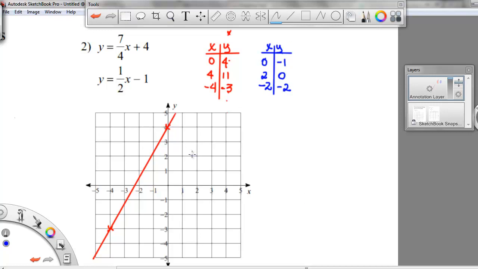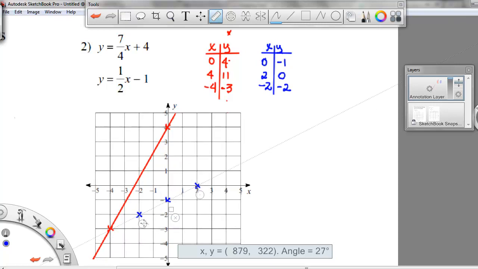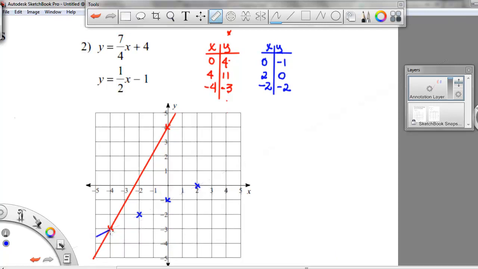We'll now graph these points. 0, negative 1. I have 2 on the x, and up and down is 0 on the y, so I don't move anywhere on the y. Then I have a negative 2, negative 2: negative 2 on the x, negative 2 on the y. I'll go ahead and graph my lines for the blue one, and you can see where the intersection point is.